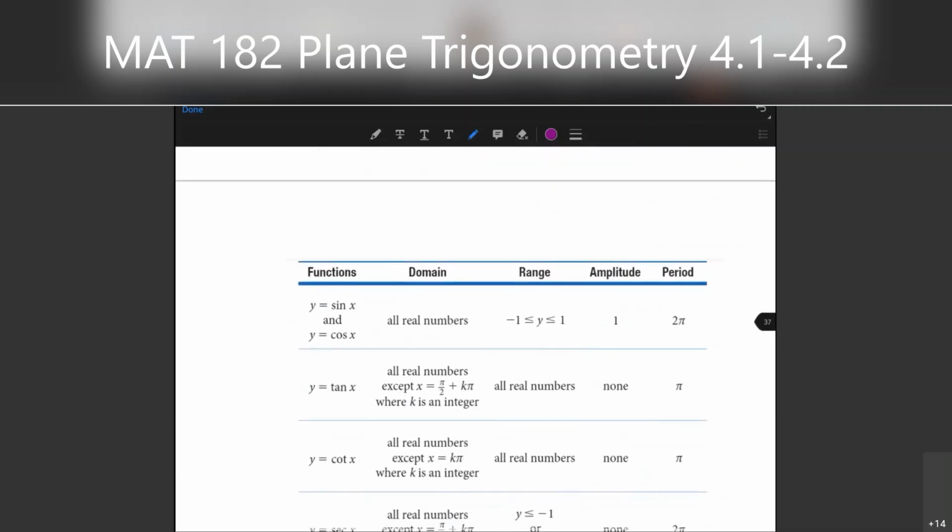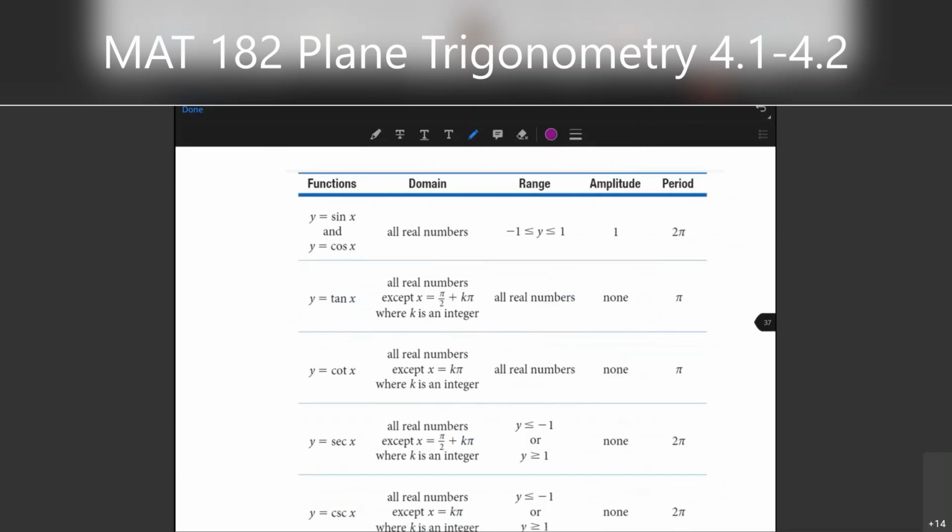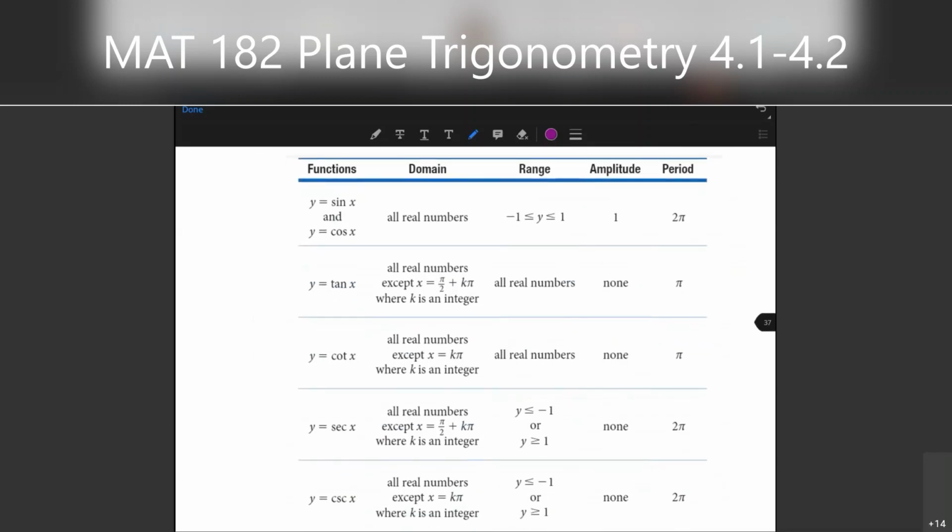This is just another chart looking at the general starting points for the domain, the range, the amplitude, and the period. You'll notice that the sine and cosine function have a period of 2 pi to start with. The tangent and cotangent have pi units as a period, so they do a full cycle in pi units. And our reciprocal functions are also 2 pi for their period.